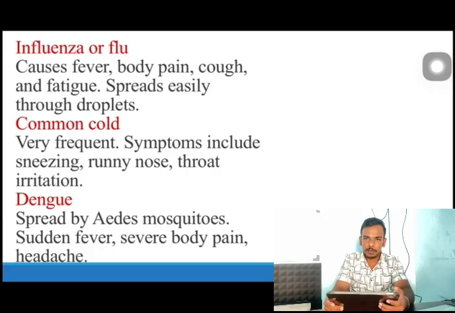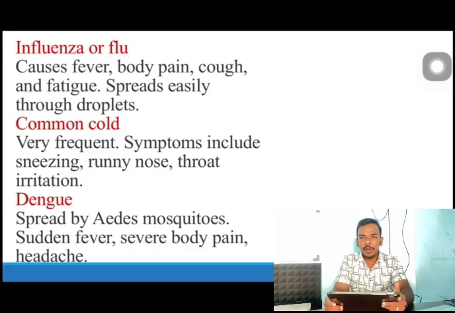Then we'll go to some more serious diseases like dengue. Now we will go to the next disease, which is dengue. It is spread by the Aedes mosquito. The symptoms of the disease are sudden fever, several body pains, and your head starts aching. You can see in the picture that various diseases are given, and various people are suffering from these symptoms.